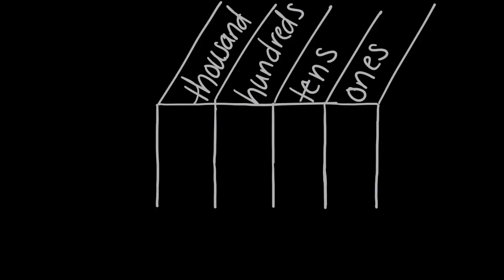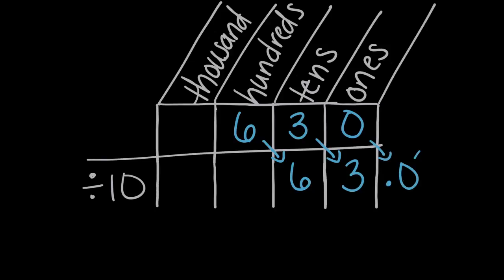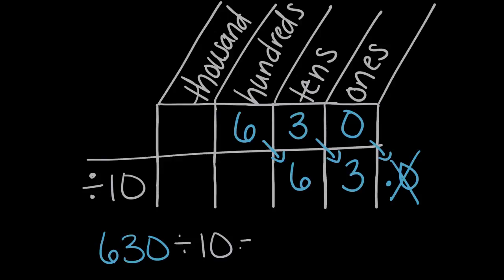Let's think about it again in terms of place value with a new number. Let's try something like 630. If we divide 630 by 10, we're going to move everything one place value to the right. So the 600s will become 6 tens. 3 tens will become 3 ones. And the 0 ones will move after the decimal. So we can say that 630 divided by 10 is equal to 63, or 6 tens and 3 ones. So again, two ways to think about dividing by 10. Either we can cross off a 0, or we move each digit one place value to the right.